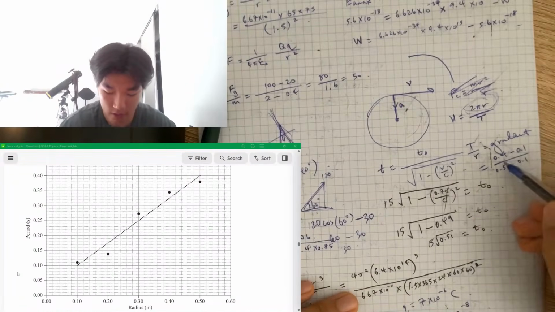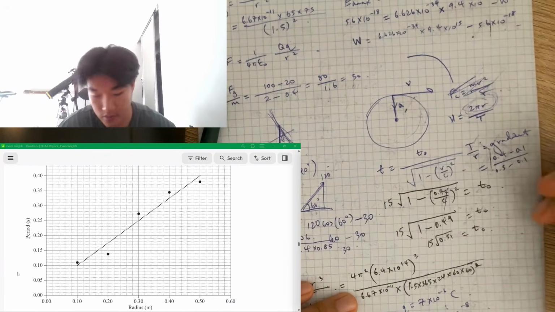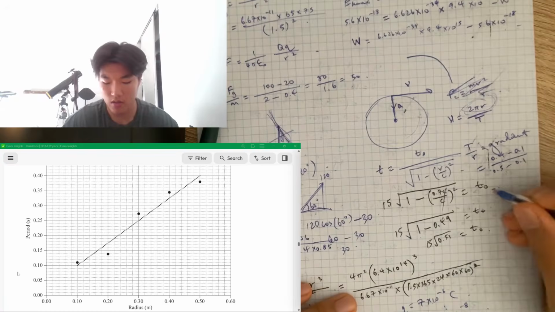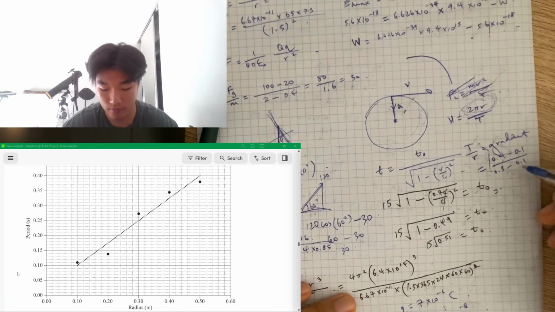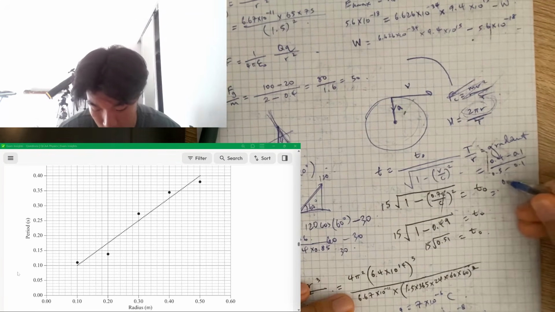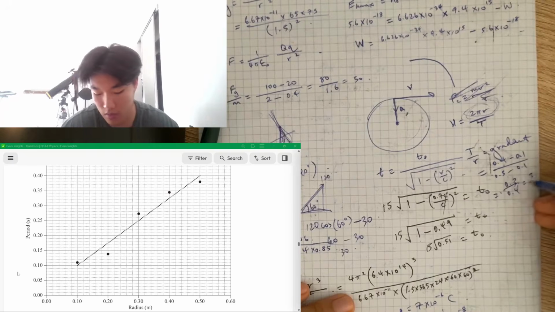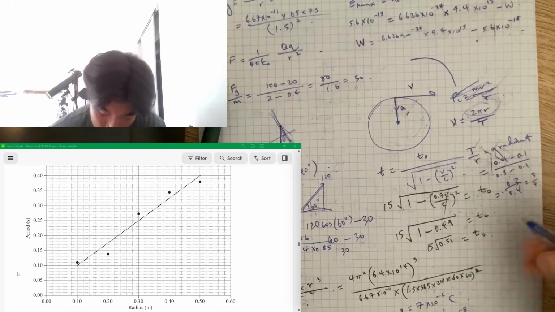So I've subbed in those values: the change in y over the change in x, just rise over 1. That's very simple math. So we chose 0.4 and 0.5 as our final point, and then we got 0.1 and 0.1 as the initial. So 0.3 over 0.4, which is just 3 over 4 if you simplify it.